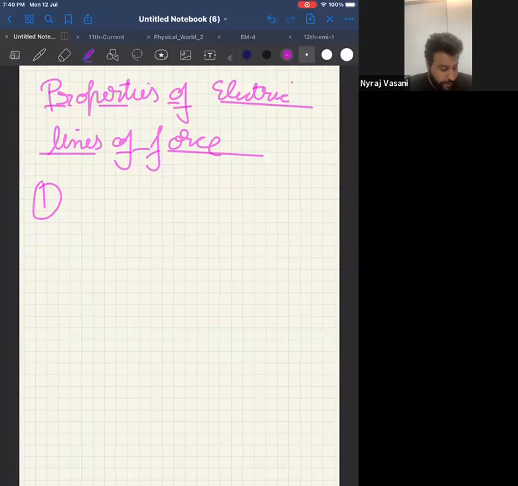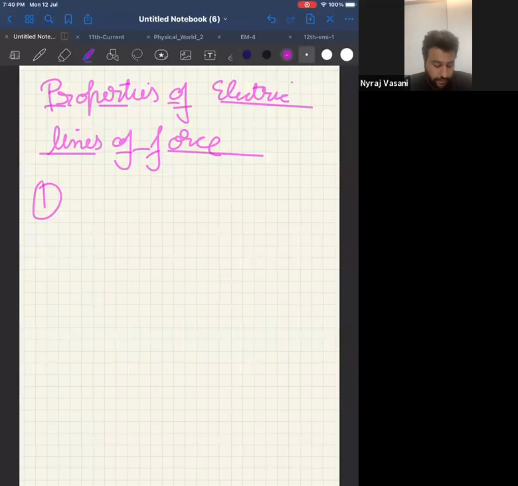Now look at the next point. Electric lines of force do not exist inside a conductor. Means they do not enter the conductor. Hence they will not form closed loops. Look at the next point. Electric lines of force never form closed loops because they never enter the conductor.